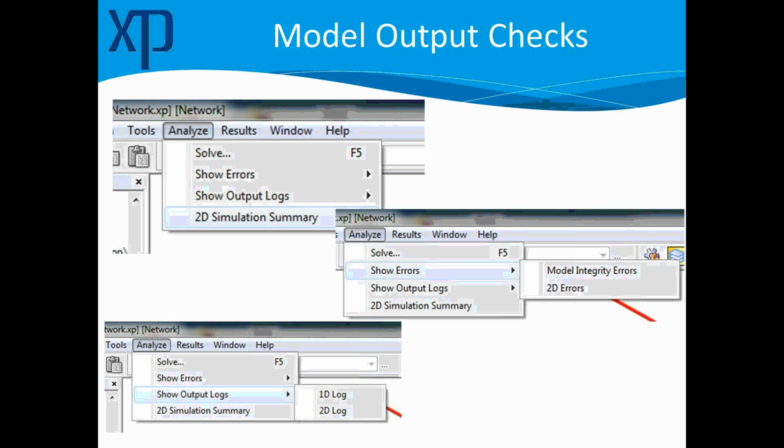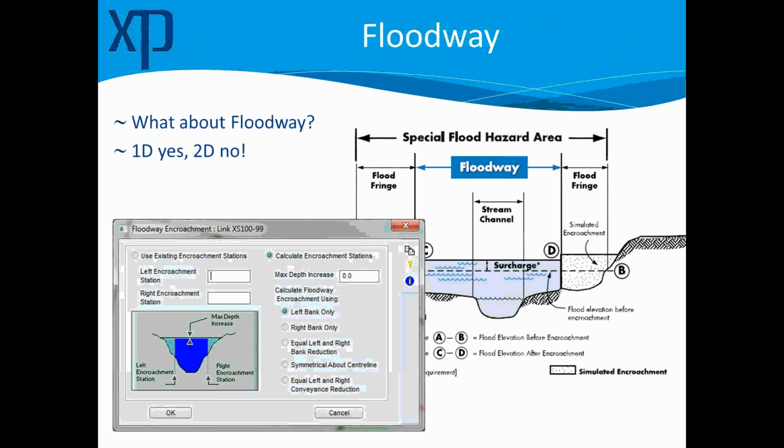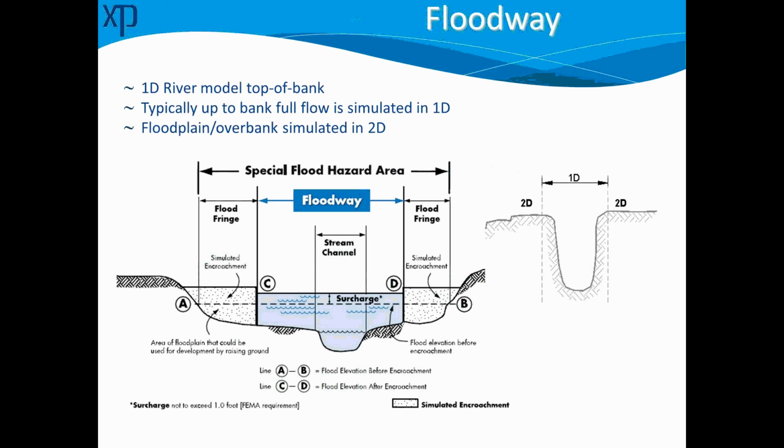So there was a question about equal conveyance reduction on both sides. So go back to that slide, and we have equal right and left conveyance reductions, and that's in the 1D. So the floodway for the one-dimensional model does manage that equal conveyance loss because the 1D model is just cross-section to cross-section, so it's the same concept of encroaching on that.